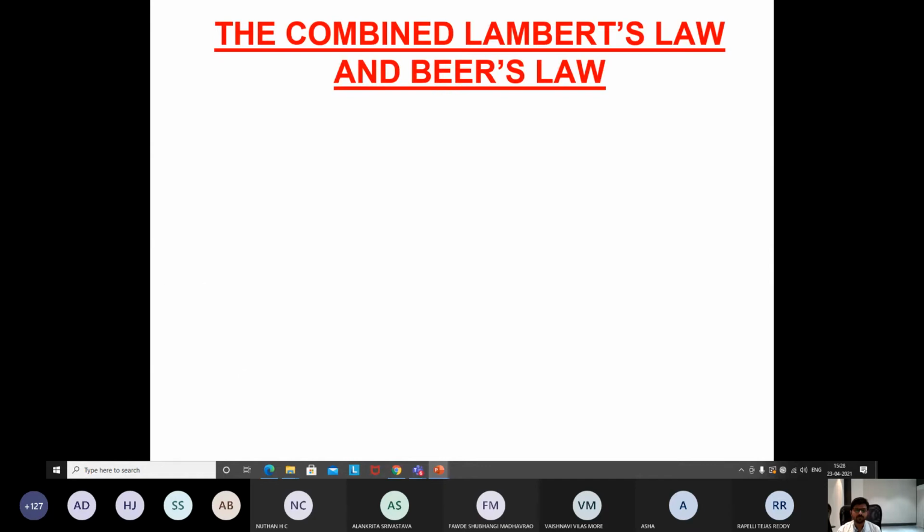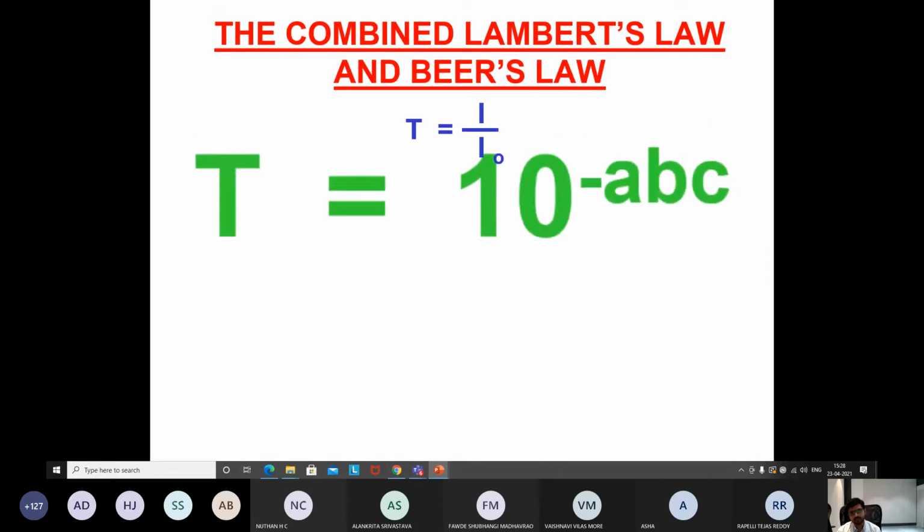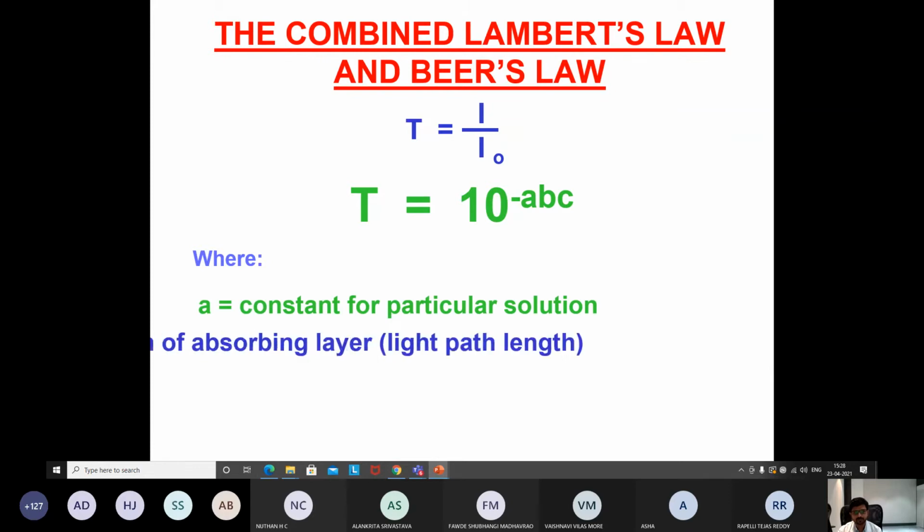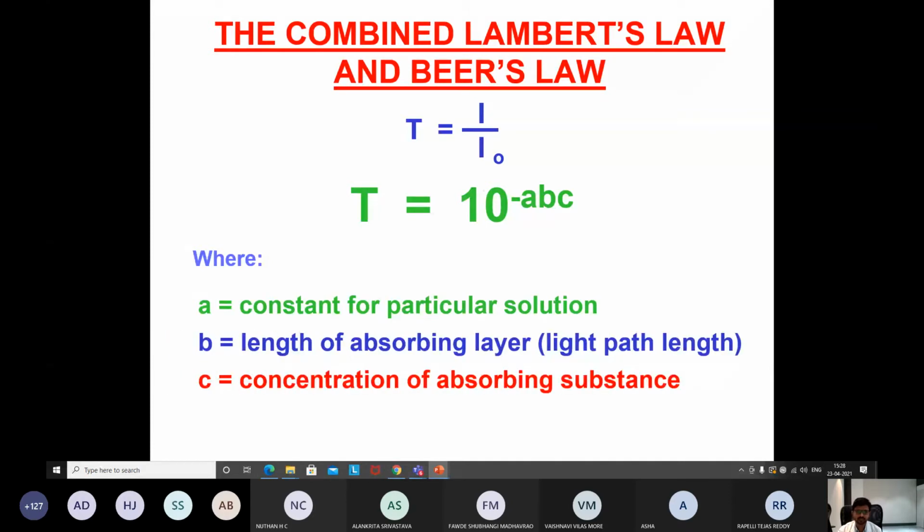So finally, Beer's law and Lambert's law are combined together. One law says that absorbance of light or the transmittance of light depends on the concentration, or the path length of the tube. So they finally combined these two laws. They say that absorption of light depends on the concentration of the substance and the path length of the solution, or the path length of the cuvette or tube which you are using for that experiment.